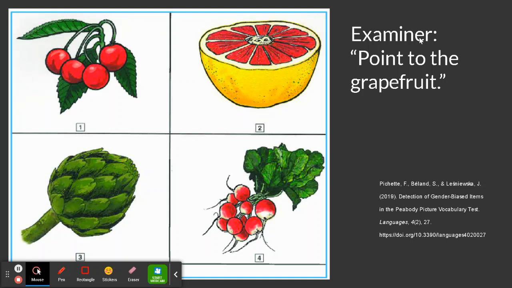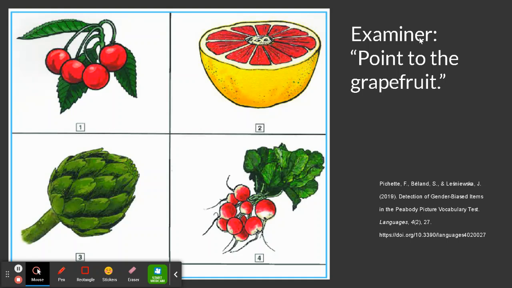Here we see an example of what the test looks like. The newest versions of the test are available in color. As you can see here, we see 4 images: cherries, grapefruit, artichoke, and radishes. So the examiner would flip to this page on an easel or on a table board book and would give the direction, point to the grapefruit.